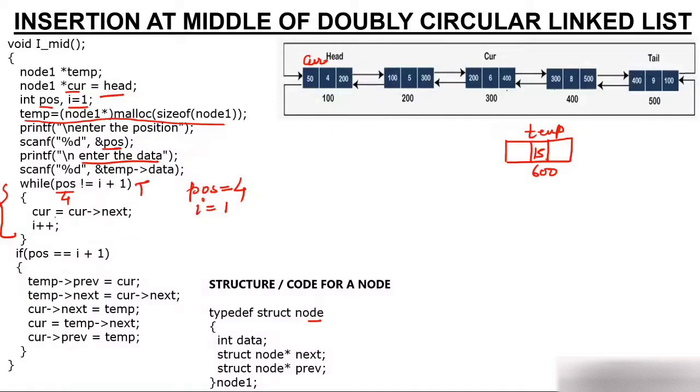Condition becomes true. I'll move inside and update current. Current will have current next. What is current next? 200. So current will move from this place to this place. Fine. Okay. And I'll increment I. What is increment? It means I will become 2.